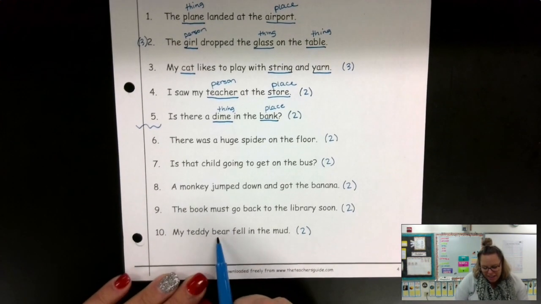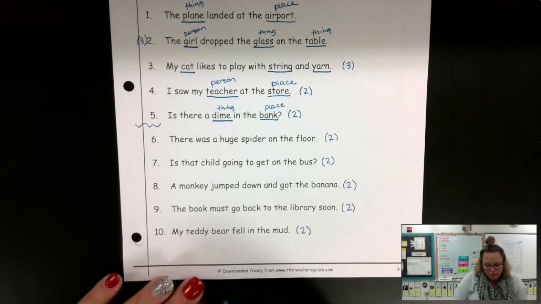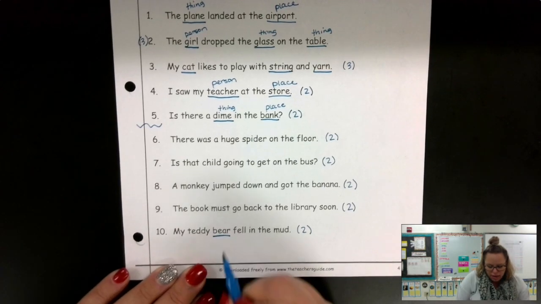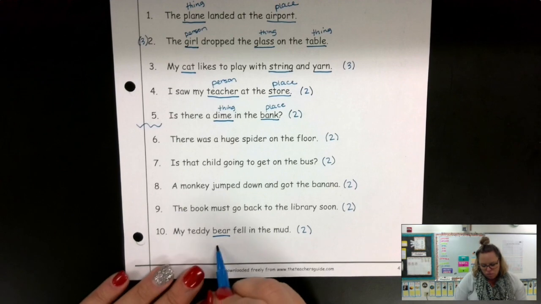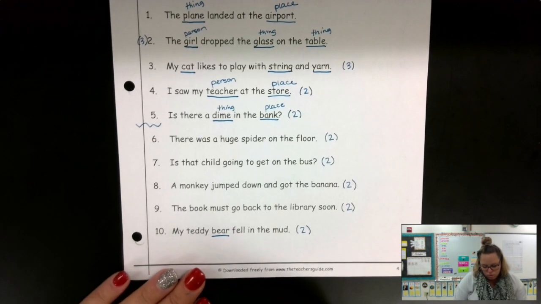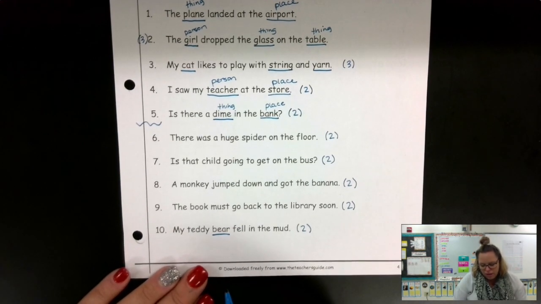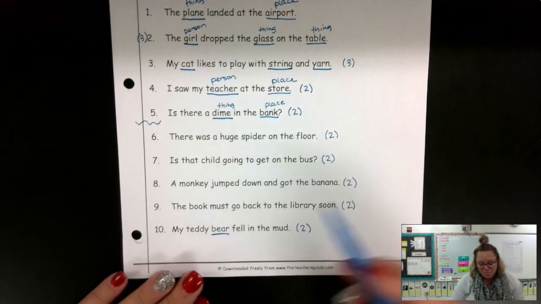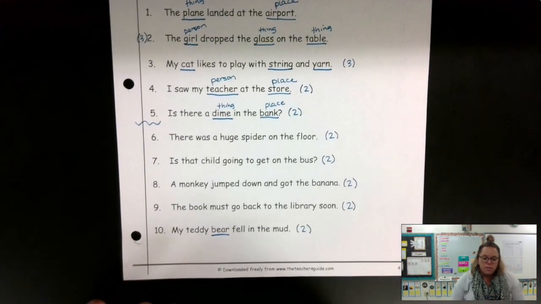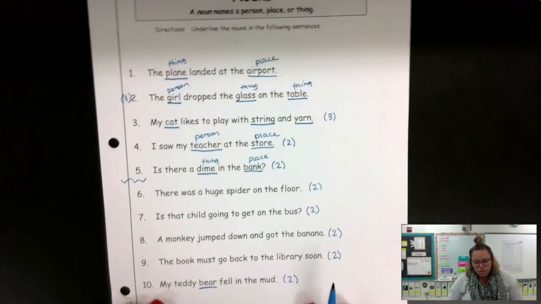Okay, now, number 10, I want to help you out with. It says, my teddy bear fell in the mud. The actual noun is bear. Teddy is describing the bear. So bear is one of the 2. My bear fell in the mud. So there's one more that you'll need to find for number 10. When you have found all of those, please go ahead and make sure that this gets put back.